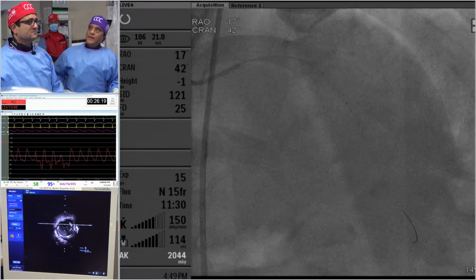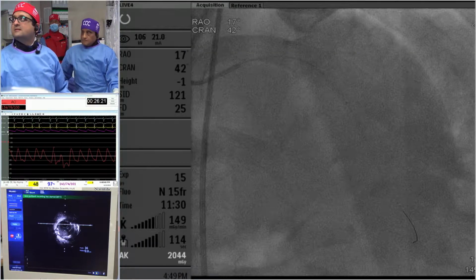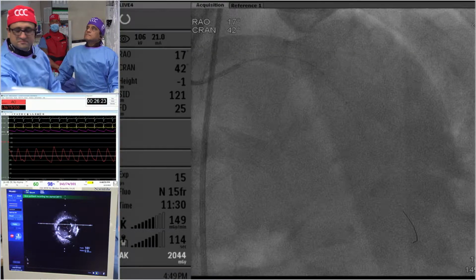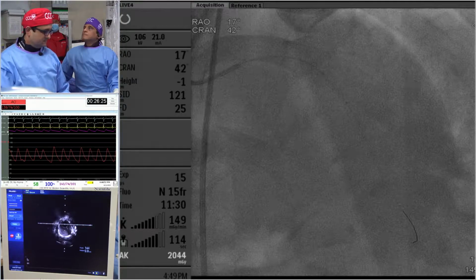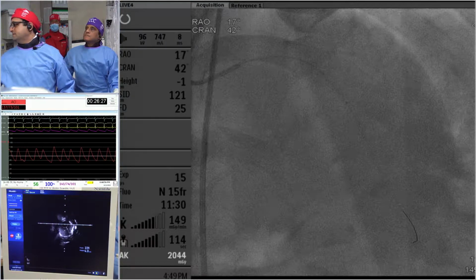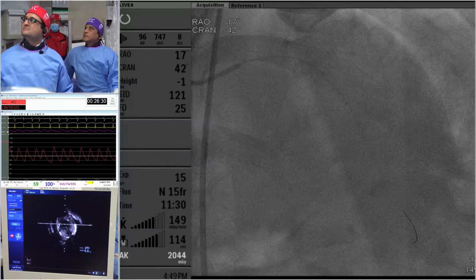Okay, I was on the main screen, please. Okay, good. We have it. Okay, so meanwhile, you can see how well opposed you did the stents in the mid segment. I need it on the main screen.